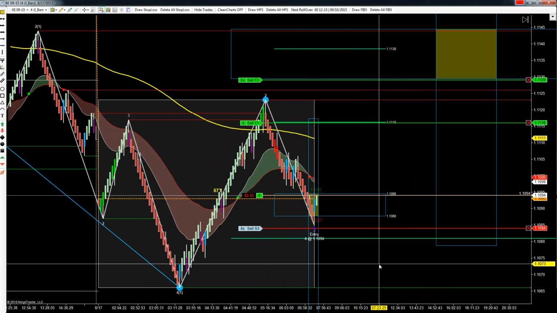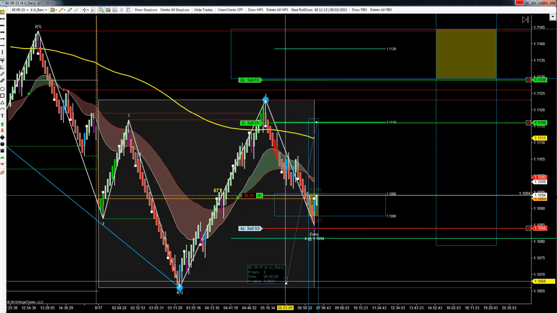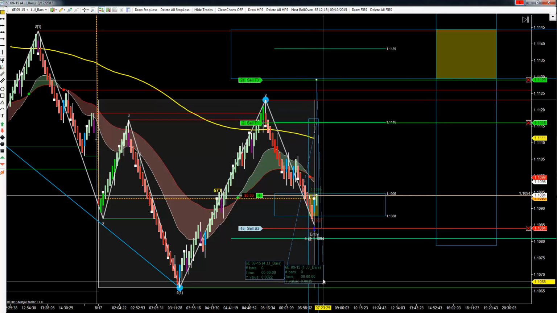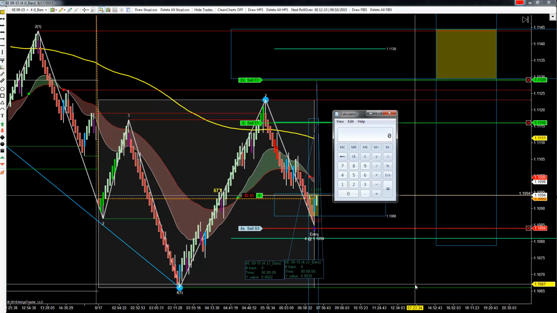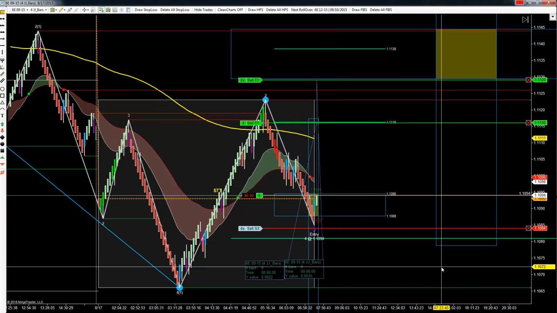We're long at 1094. We're looking for the first two contracts to come off at 1116. That's going to be 22 ticks. And then after that, we're looking for 1129, all off there for 35 more. So if we can get all of these filled, two off at 22, two off at 35, it gives us 114 ticks total possible on the trade.